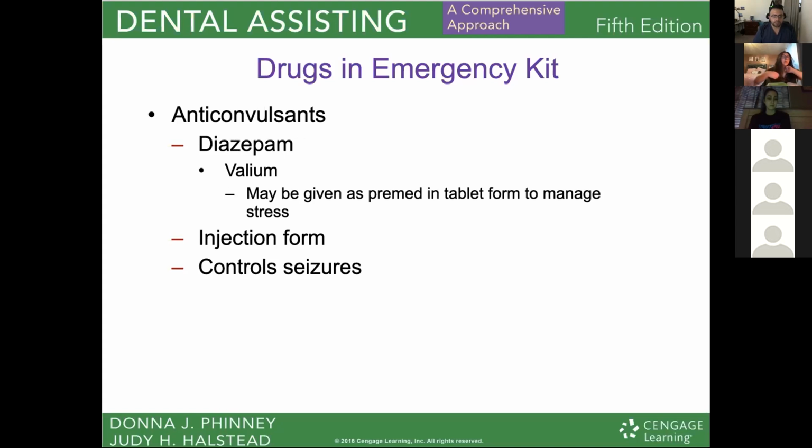Anticonvulsants include diazepam, which is the generic name for Valium. And this is usually given as a pre-med in tablet form to manage stress or anxiety. So patients will usually get a prescription from the doctor prior to their dental appointment if they're very, very anxious or unable to come in for a procedure due to their level of anxiety. However, it also comes in an injectable form, and it's also used to control seizures. So if a patient is having a seizure, the doctor will want to inject diazepam to help control that.